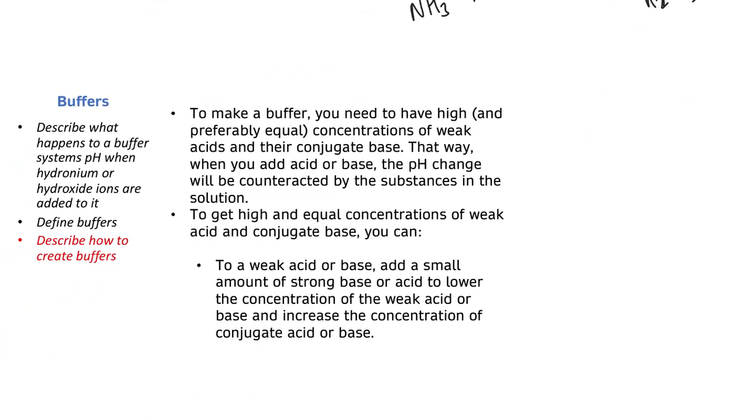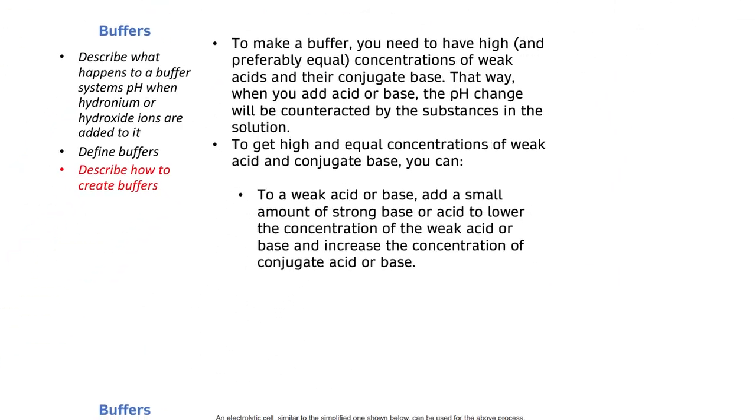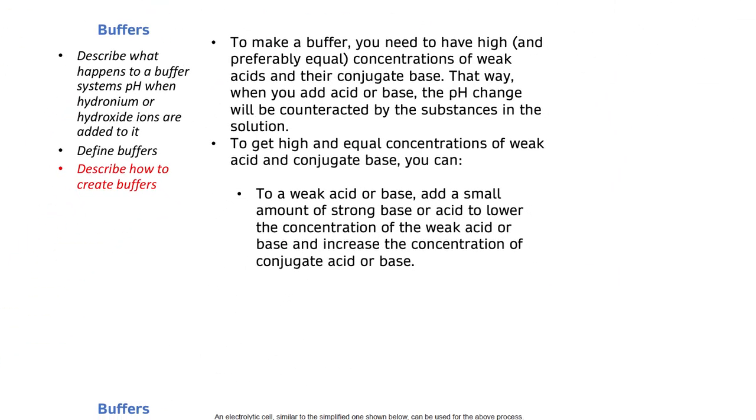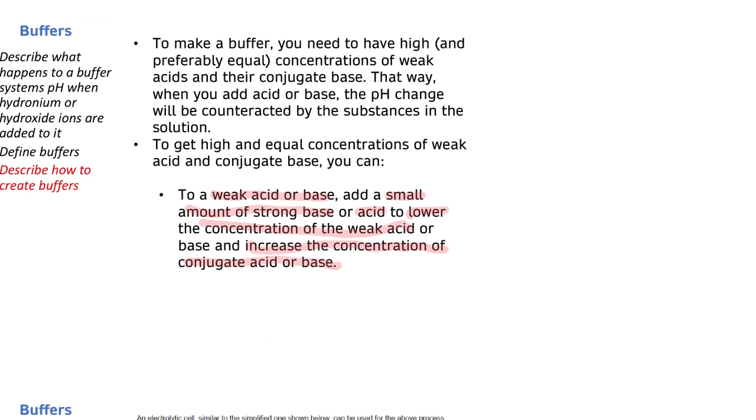All right, so to make a buffer, you could also take a weak acid or base, add a small amount of strong base or acid to lower the concentration of the weak acid and increase the concentration of the conjugate base or acid. Okay, so what does that mean? Let's go through the idea.